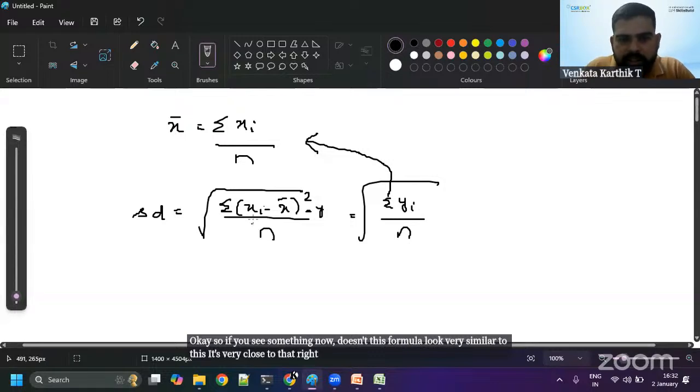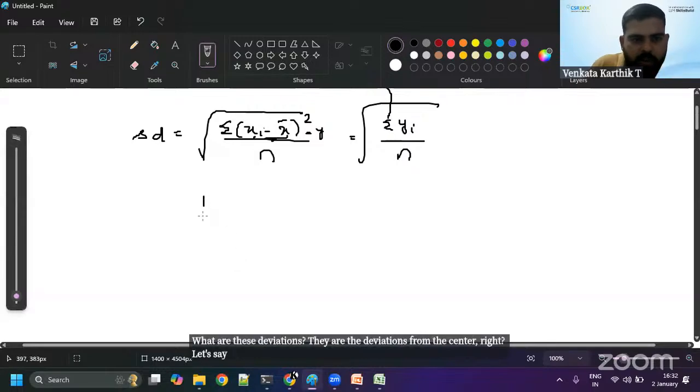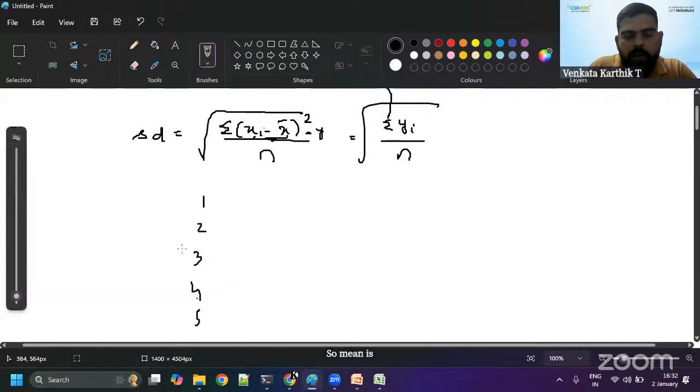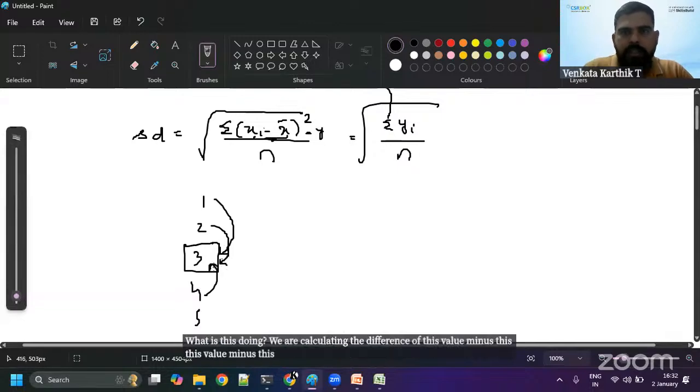Only that these are deviations. What are these deviations? They are the deviations from the center, right? Let's say there is data like 1, 2, 3, 4, 5. So the mean is 3, right? Mean is 3. What is this doing? We are calculating the difference of this value minus this value, minus this value, minus this.